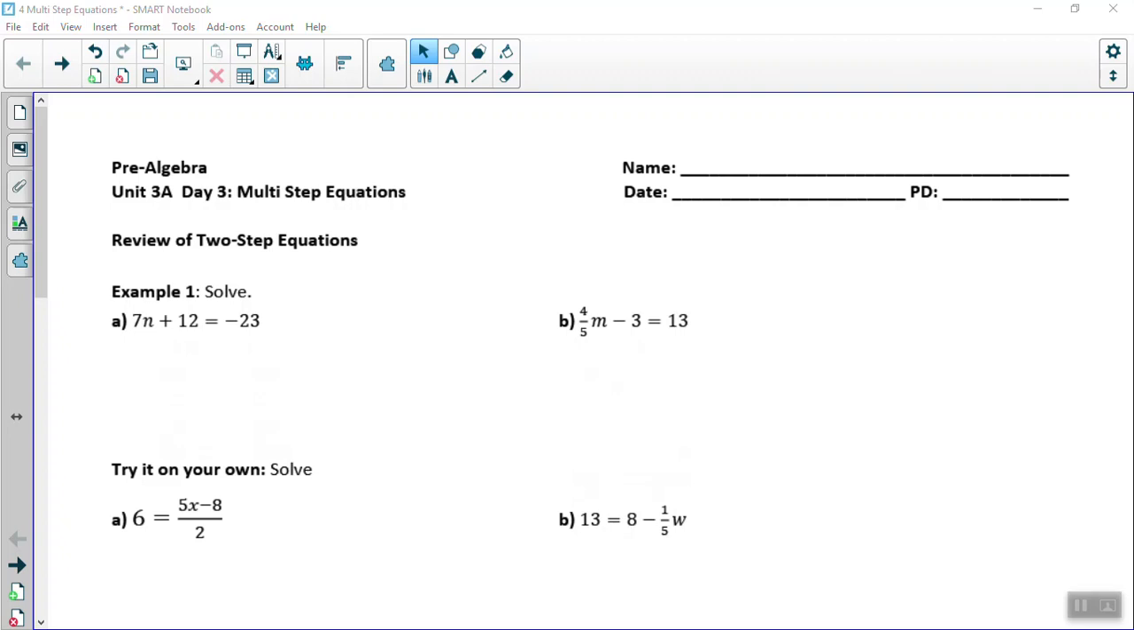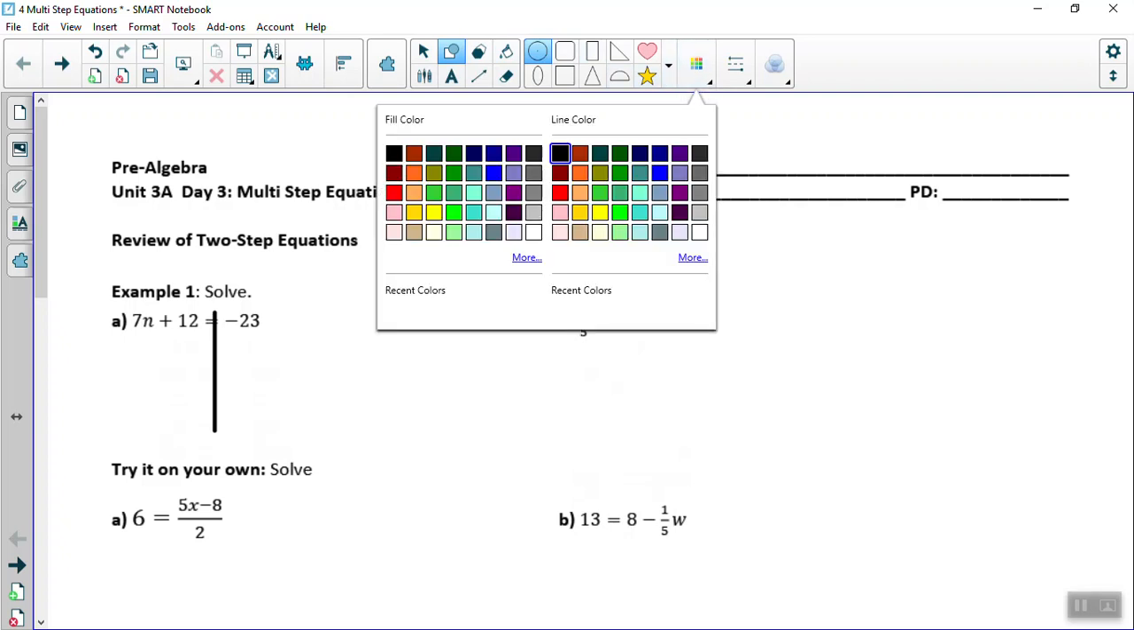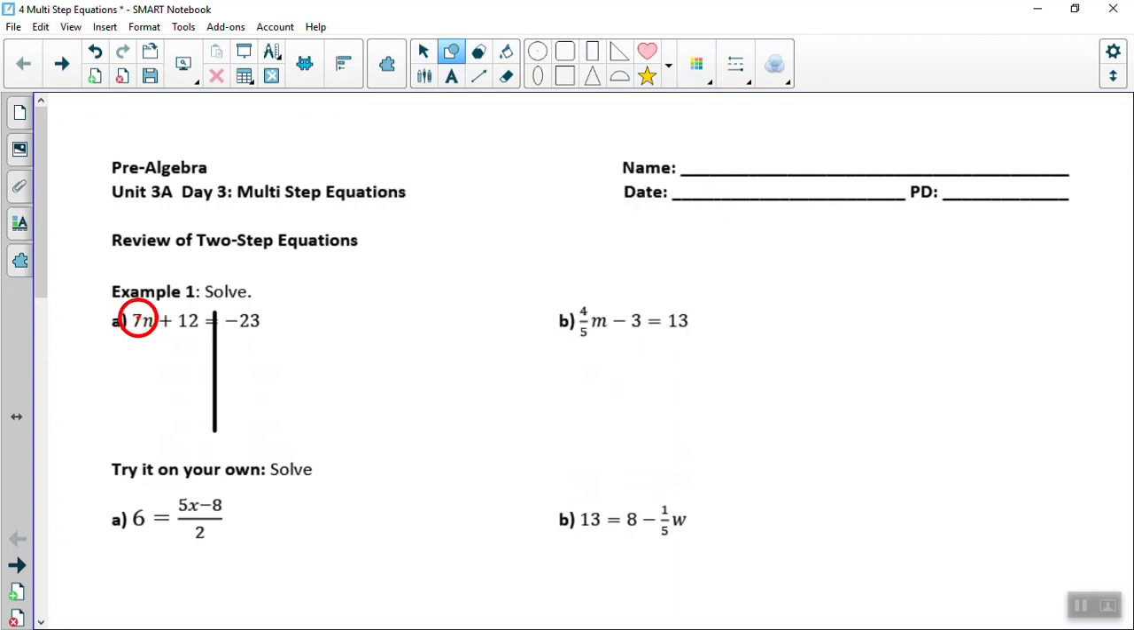So when we're solving a two-step equation, first thing I like to do is draw a line through my equal sign. I always start there. Then the next thing I like to do is identify where my variable is. I look for my variable and I like to circle my variable term. So here's my term with the variable in it. That's 7n. My goal is to isolate or get that term by itself.